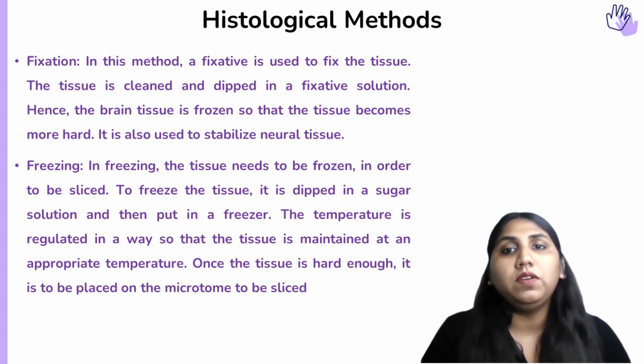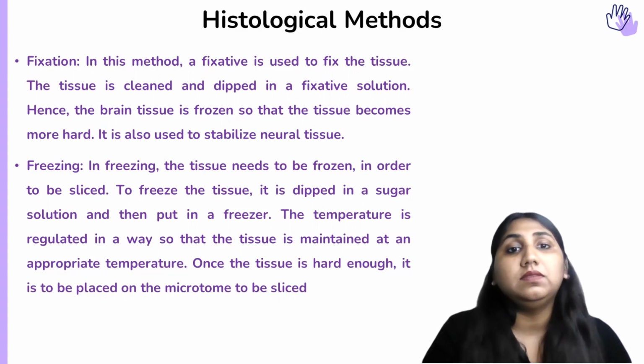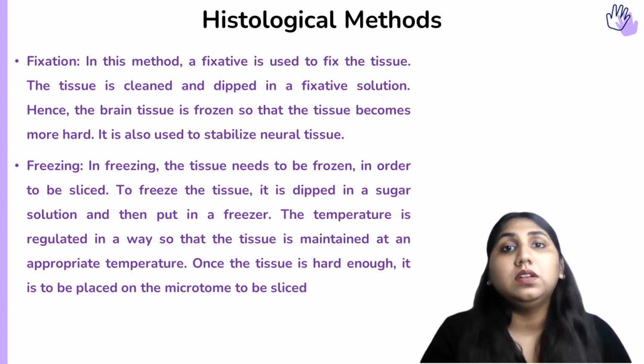Over here, what happens is first you have to clean the tissue and then you dip it in a fixative solution. Now this solution in most cases is formalin. However, other fixatives are also used. Since this method has been used over the years to study neurons and neural cells under a microscope, we know that this fixative prevents autolysis and makes the tissue hard.